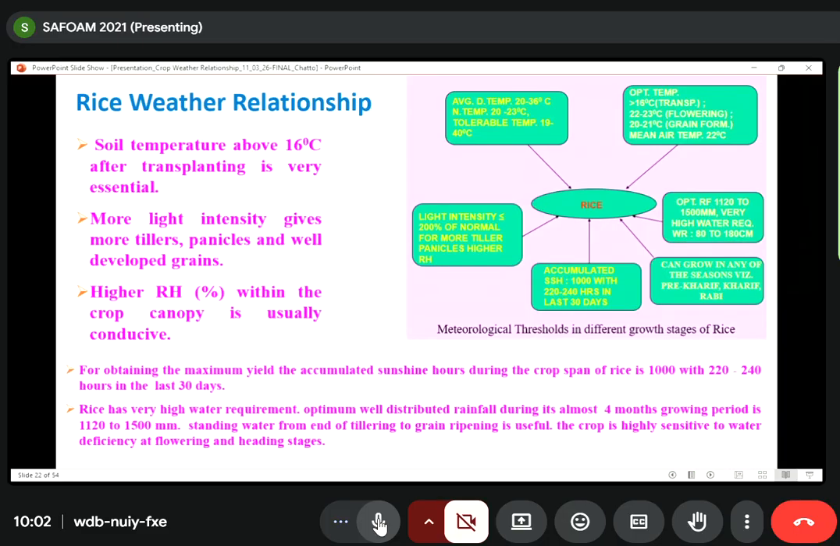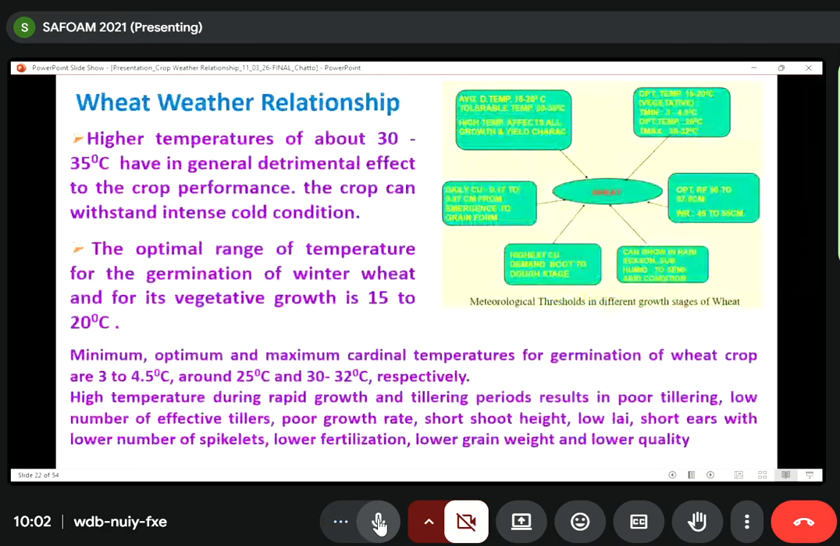Now, wheat is something different here. Temperatures above about 30 to 35 have a generally detrimental effect on crop performance. That is why we grow wheat particularly during the winter season. The optimum range, particularly for the vegetative stage, is 15 to 20 degrees, and optimum rainfall is 50 to 87, so it can grow in the Rabi season, in subhumid to semi-arid conditions.